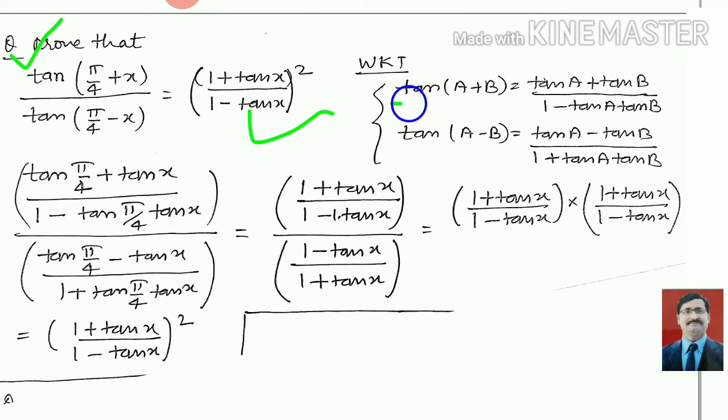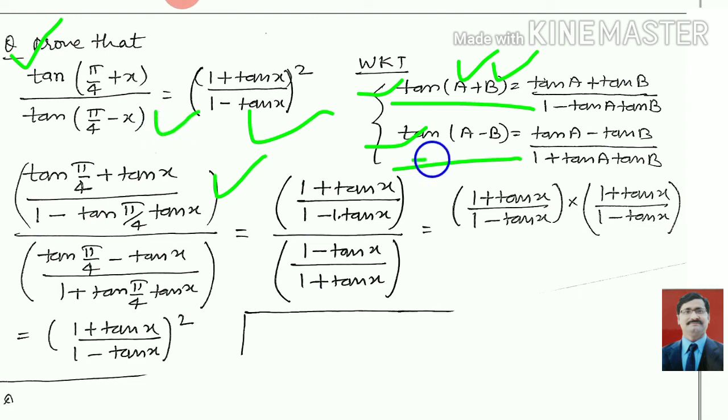For that we know these two formulae: tan(a + b) equal to (tan a + tan b) upon (1 - tan a tan b), and tan(a - b) equal to (tan a - tan b) upon (1 + tan a tan b). This formula we should know. And look here, in place of a you put pi/4 and in place of b you put x. You will get this value: (tan pi/4 + tan x) upon (1 - tan pi/4 tan x). And similarly for tan(a - b), here in place of a you put pi/4 and in place of b we will put x. We will get this formula: (tan pi/4 - tan x) upon (1 + tan pi/4 tan x).